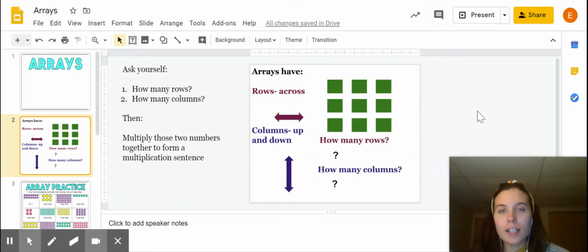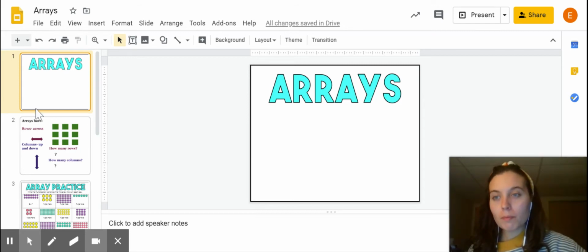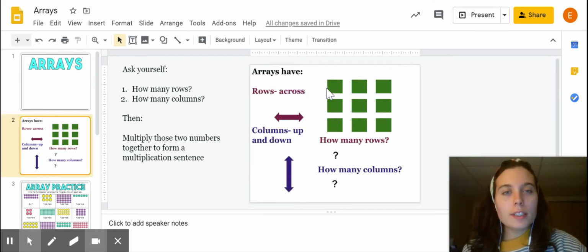Hi everyone. So today in multiplication, we're going to discuss arrays. Arrays are very, very closely connected to multiplication, and we're going to learn all about that right now. So this is an array.